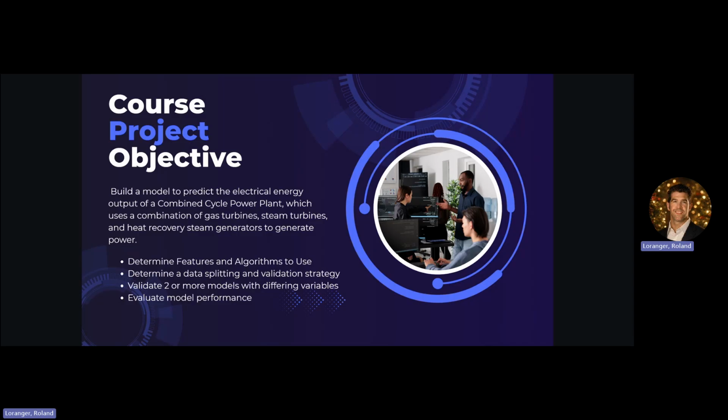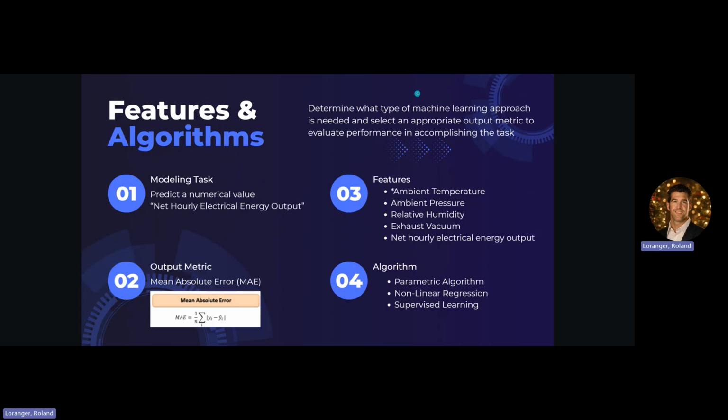And there were 4 key elements: determine the features and algorithms to use, determine a data splitting and validation strategy, validate 2 or more models with differing variables, and then evaluate model performance and provide an end of course review, which is what this is.